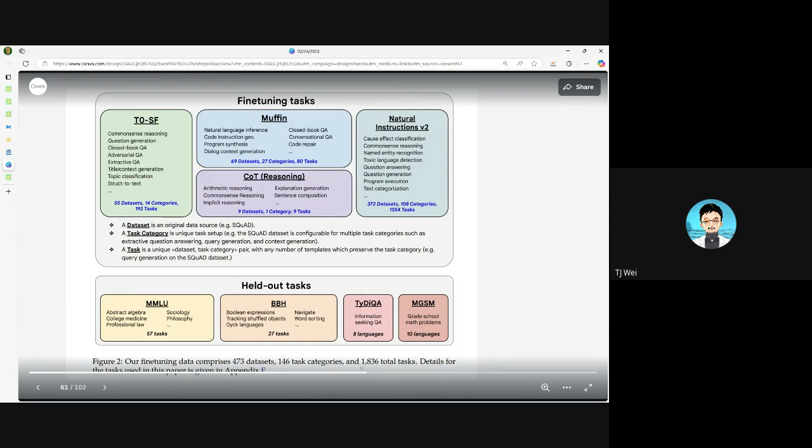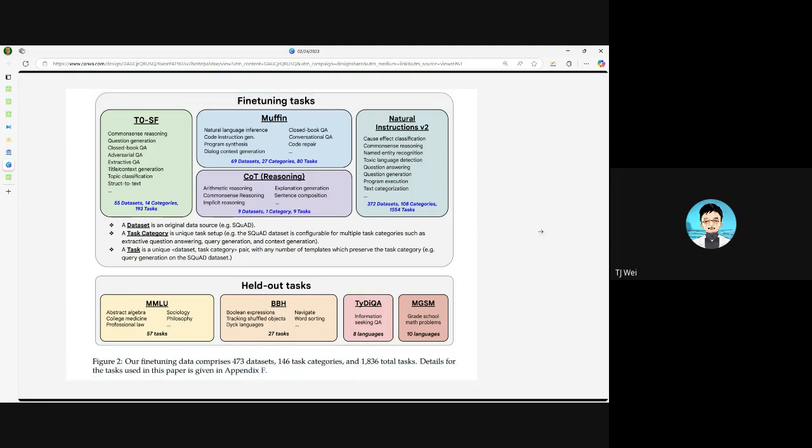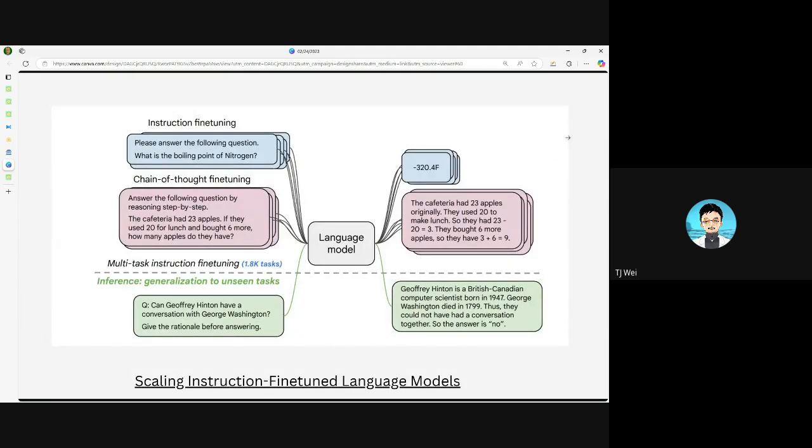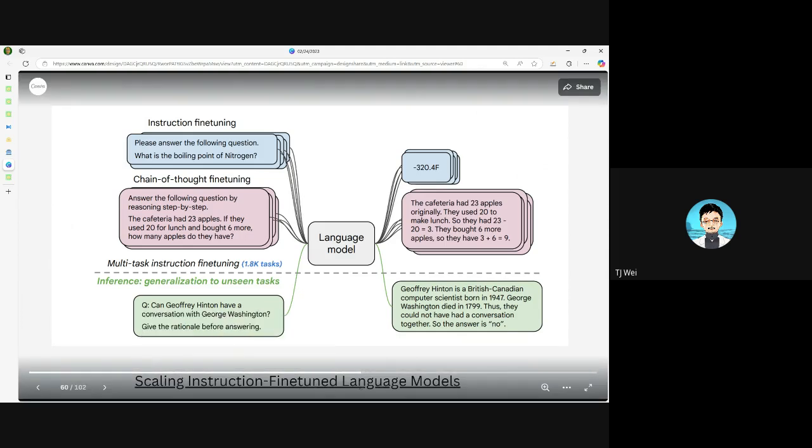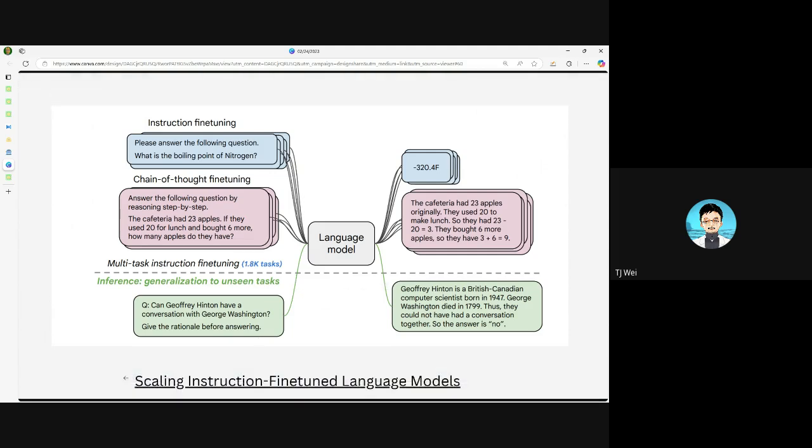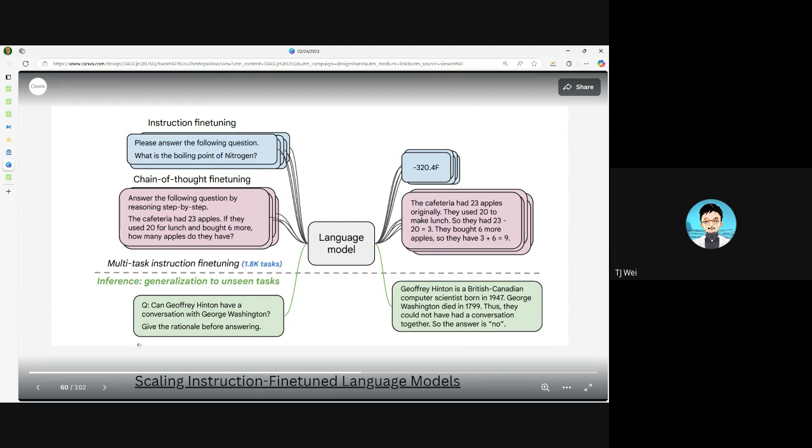And like 1,836 total tasks. So there are details you can find in the appendix in that paper. The paper is called Scaling Instruction-Finetuned Language Models. By the name, you can see that instruction fine-tuning is not introduced in this paper, but it improved the method so that it is at a larger scale.